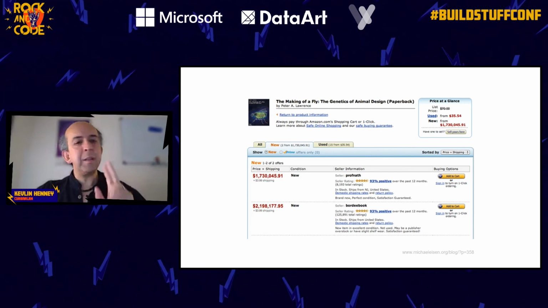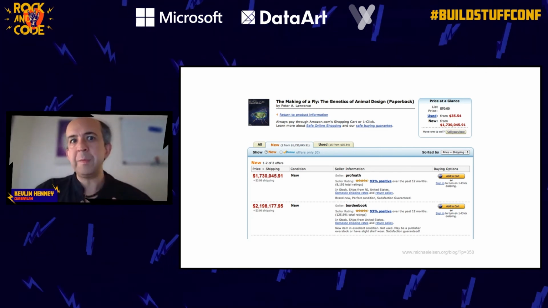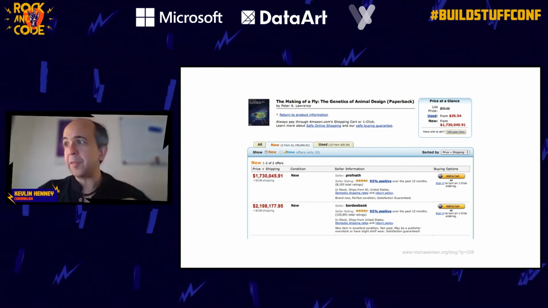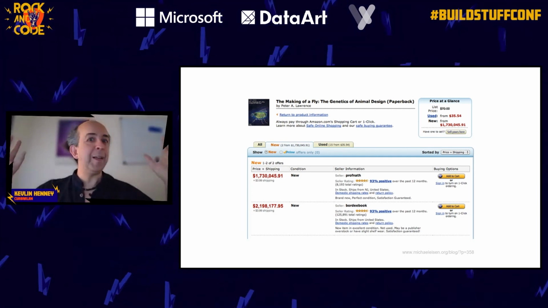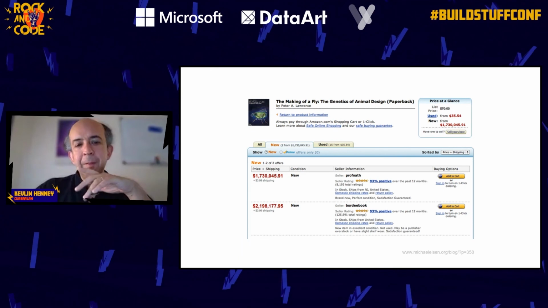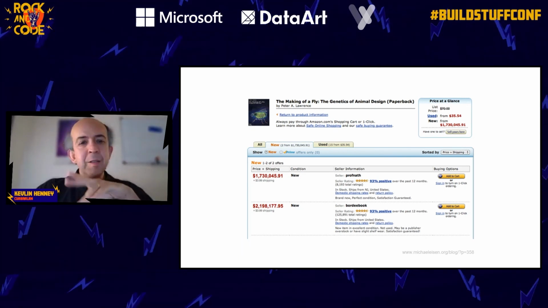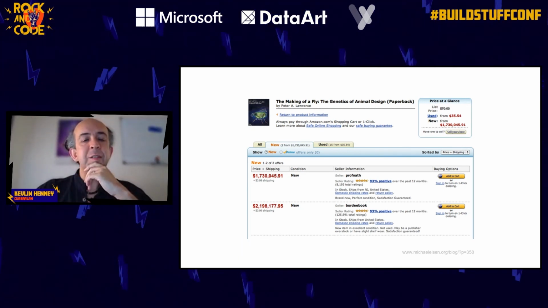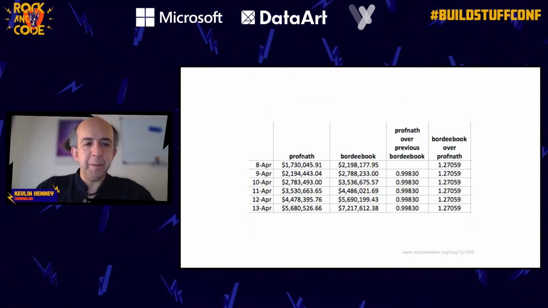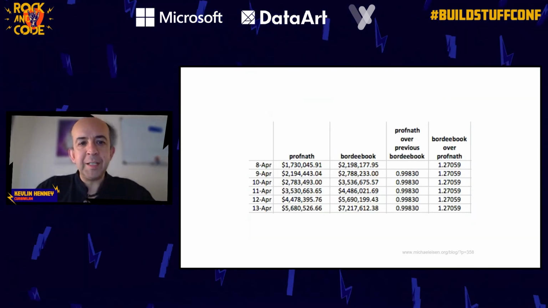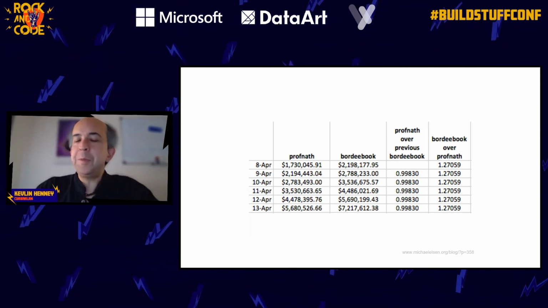Now, you'll notice that there are two sellers in the market. You can't get this straight from Amazon. There's Profnath and there's Bordeebook. Profnath are offering it for $500,000 cheaper. Well, that's a bargain. Now, what's interesting here is that Michael Eisen observed this over a few days. What he observed was even more interesting. There is a ratio between Profnath and Bordeebook. It's very precise. It's computationally precise.